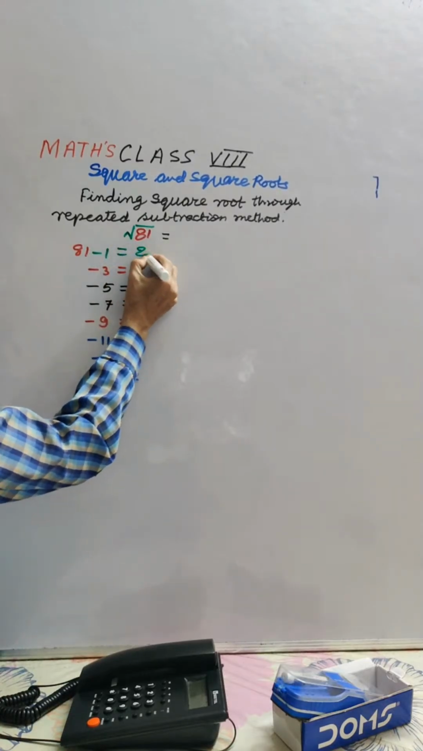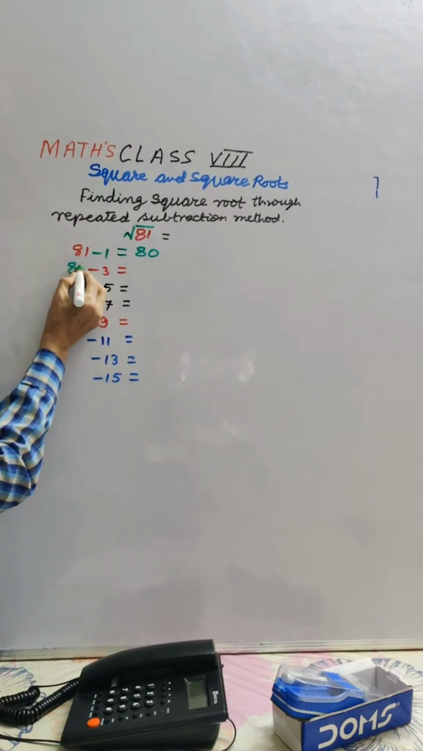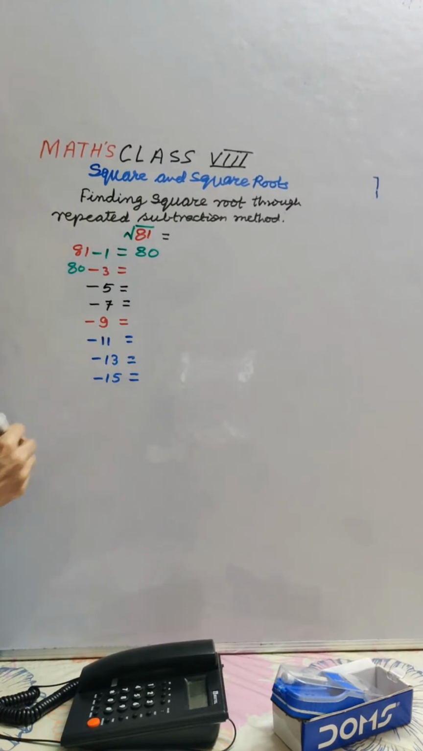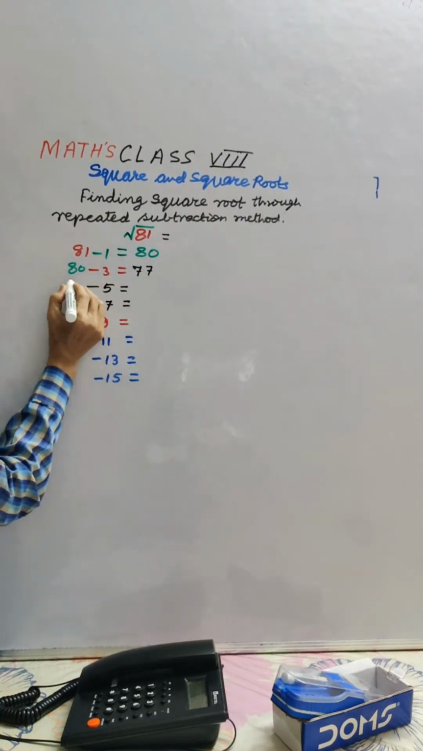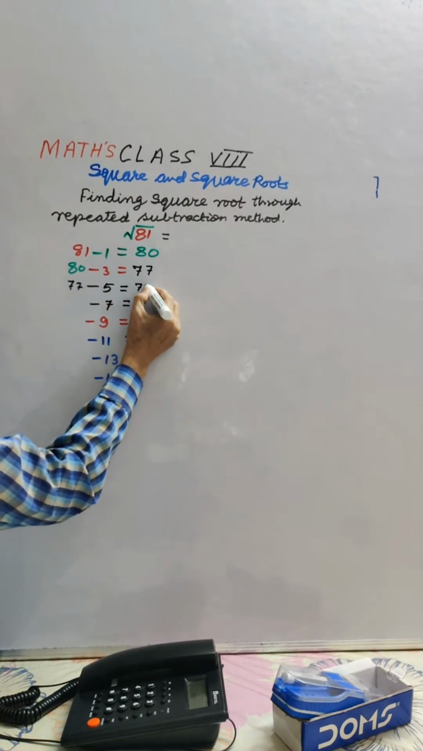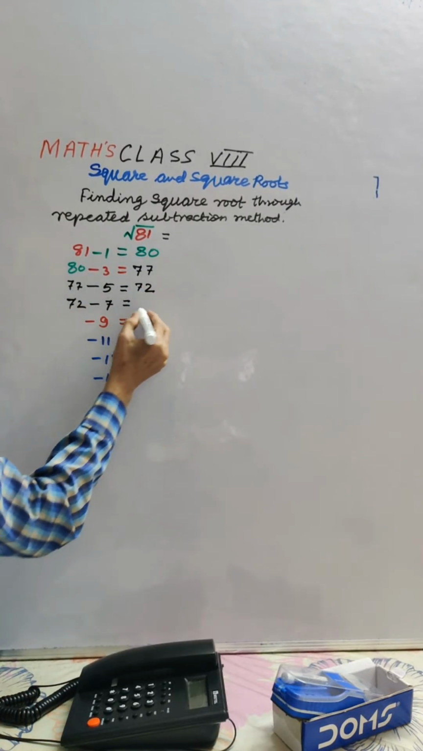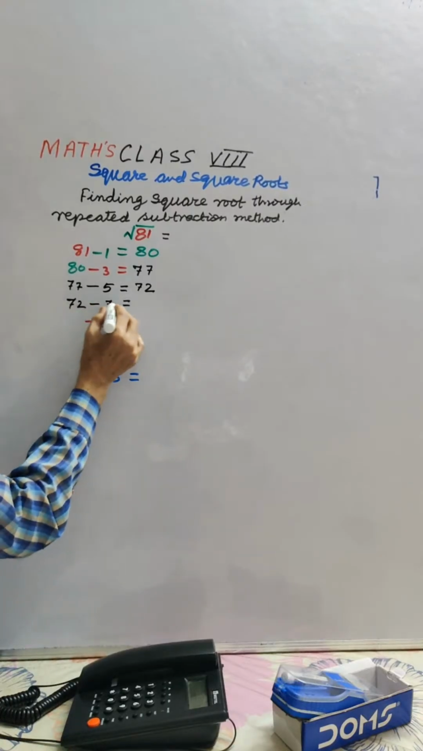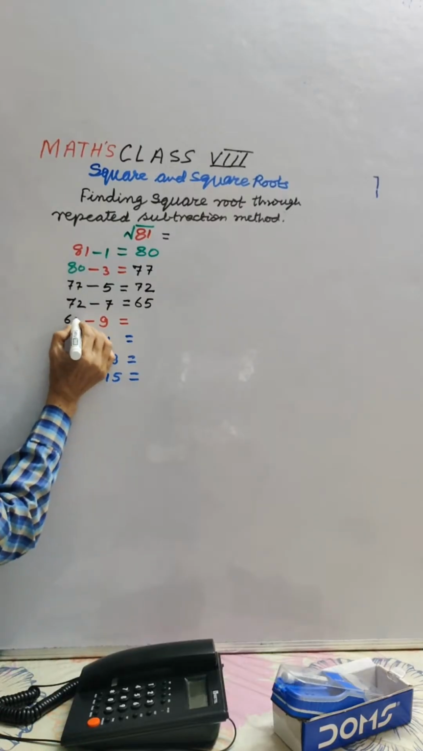81 minus 1 is equal to 80. Now 80 minus 3, we write it here and subtract 3 from it. 80 minus 3 is equal to 77. Now 77 we shall write here. 77 minus 5 is equal to 72. Now 72 minus 7 is equal to 65. Now 65 minus 9.